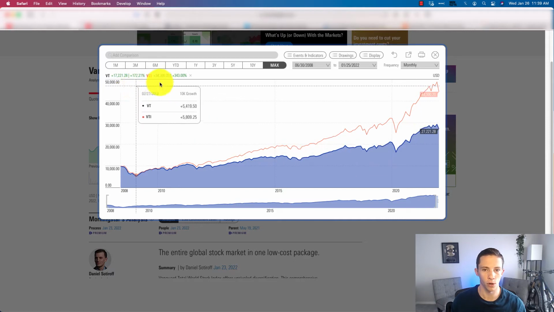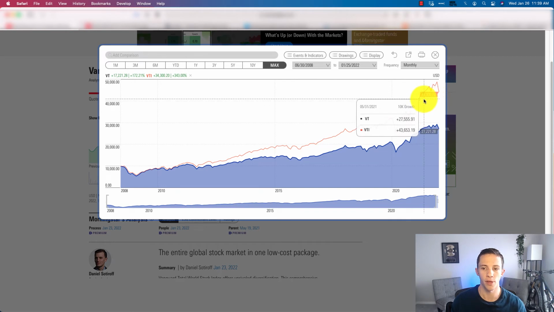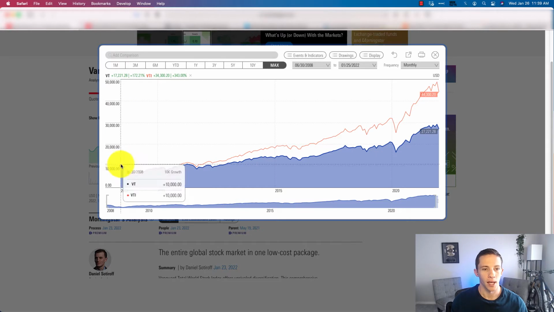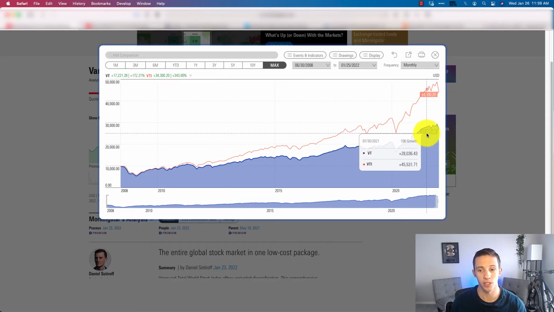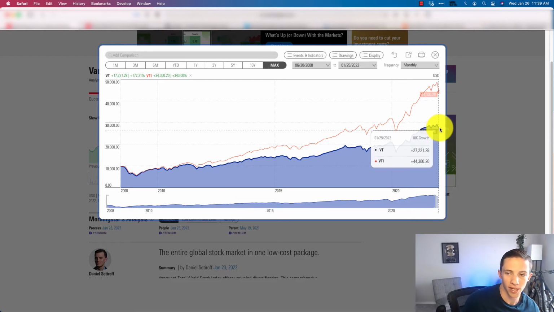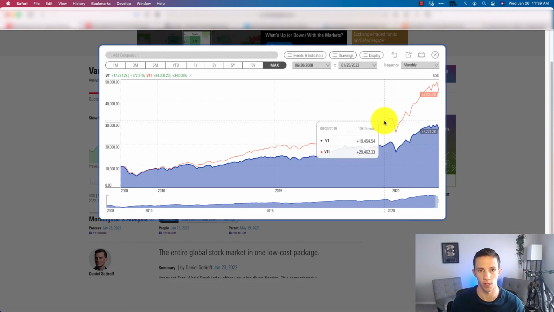So the difference over this period of time, which is about 13 years, going back to June 30th, 2008, $10,000 would have grown in the U.S. stock market 343% to a total value of $44,300, and in the global stock market portfolio, your $10,000 investment would have grown 172%, so only about half as much, to a total value of $27,221. So when you look at this, you can just see the U.S. is rip-roaring. U.S. equities have been on a rip-roaring bull market basically since the financial crisis.